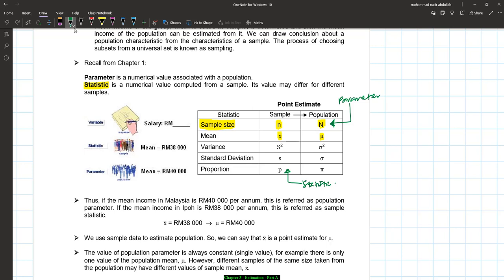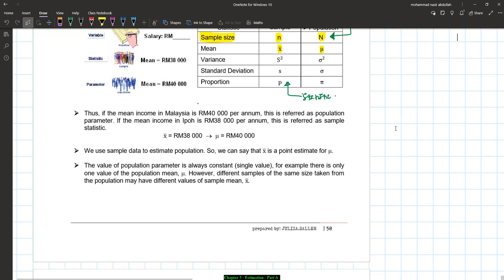Now let's look at what it says below. If the mean income in Malaysia is 40,000 per annum, this is referred to as a population. So the mean income in Malaysia, 40,000, we call the population parameter. And the mean income in Ipoh, that means a part of Malaysia is Ipoh, is 38,000. So this is referred to as a statistic. The symbol we use for Ipoh is x bar. The symbol we use for the whole Malaysia mean income is mu.